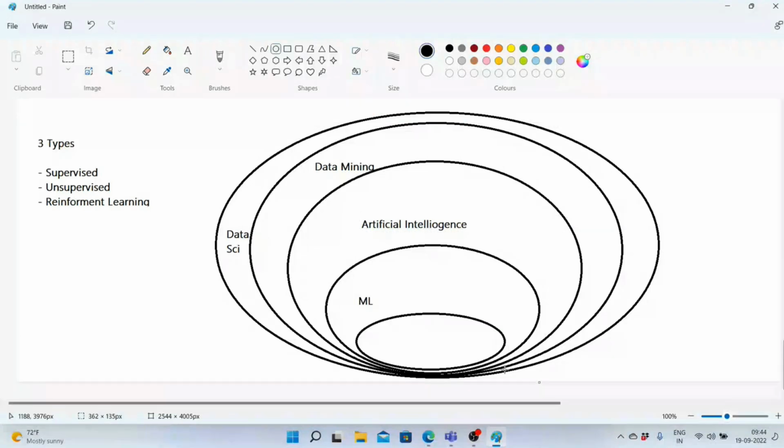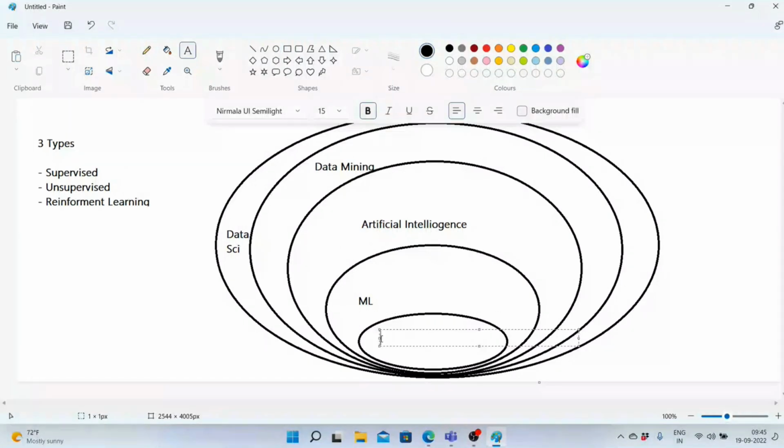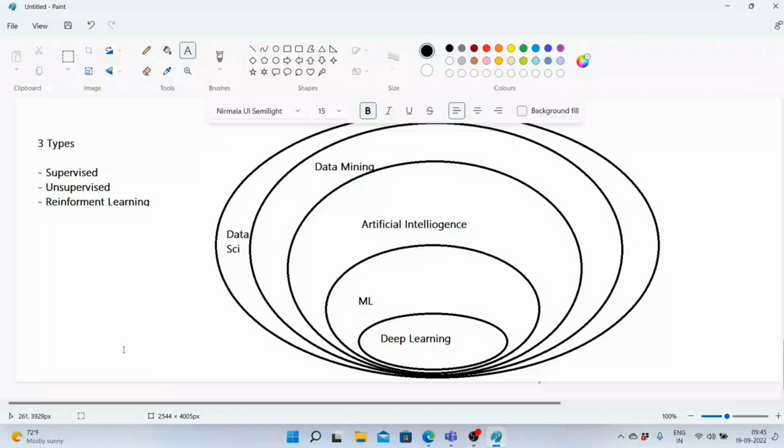So machine learning has one specialization, which is called deep learning. So this is the whole diagram. Now, in a nutshell, you can see this is the whole diagram. This is how it actually happens.